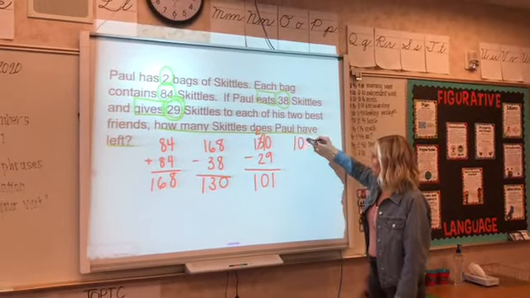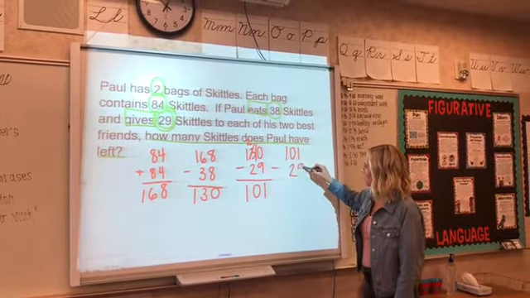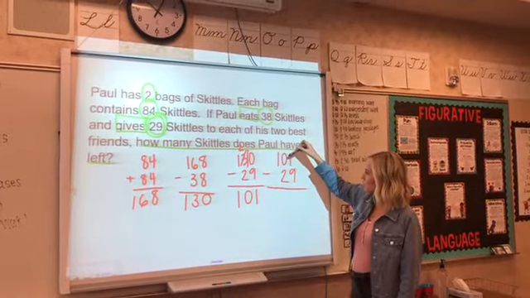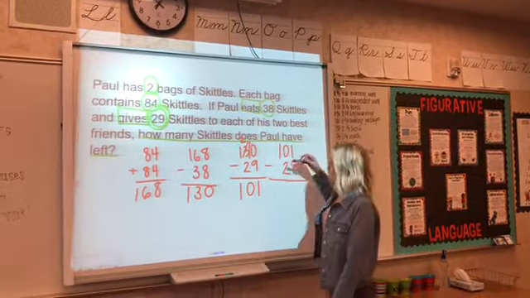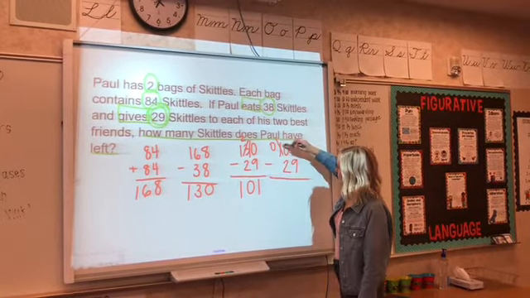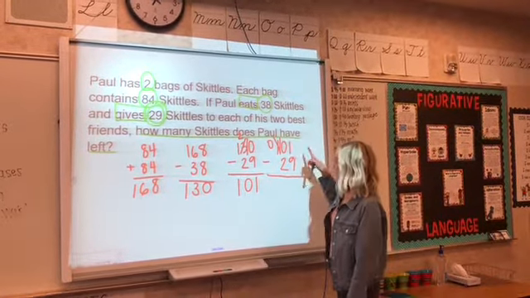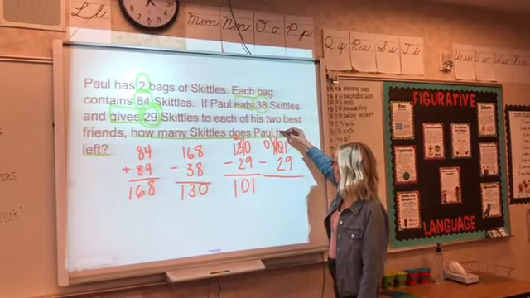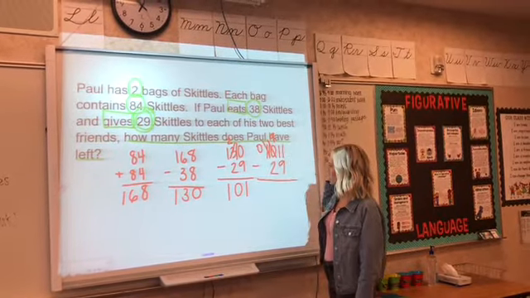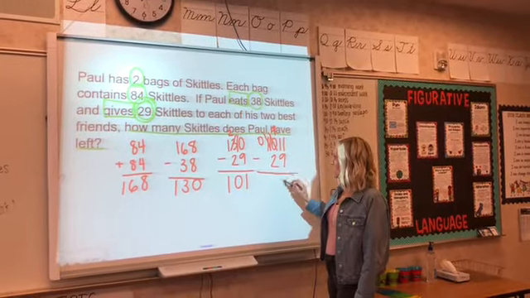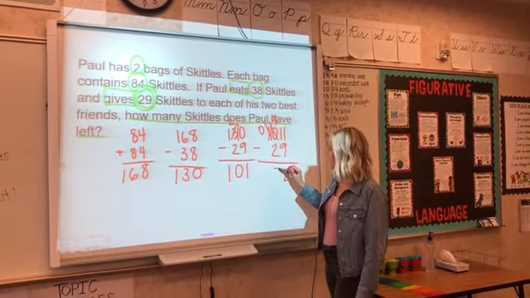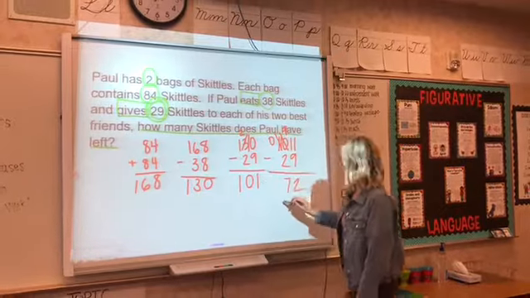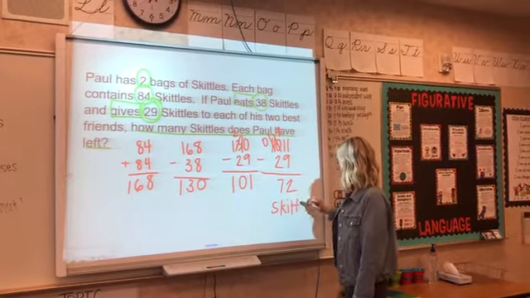So now I'm going to take 101 Skittles, subtract 29 once again. Now, I can't do 1 minus 9, and I also can't go next door and borrow because I don't have anything to borrow. So I'm going to borrow 100, which means I will have 10 tens. And now I can look in my ones place, go next door to borrow, and I have enough. So that turns into 9 tens, and that turns into 11 ones. 11 minus 9 is 2. 9 minus 2 is 7, and there's nothing else to subtract. So I know that Paul has 72 Skittles left.